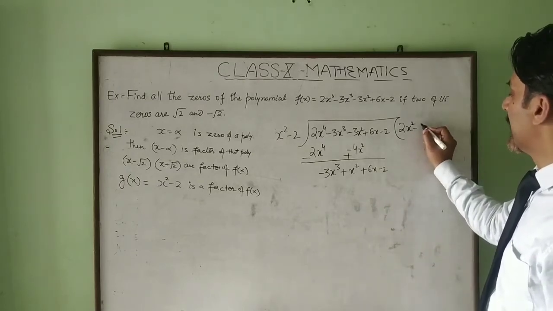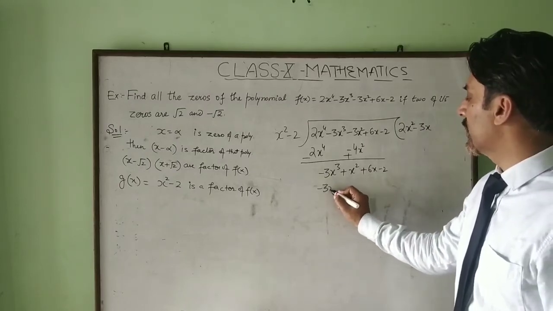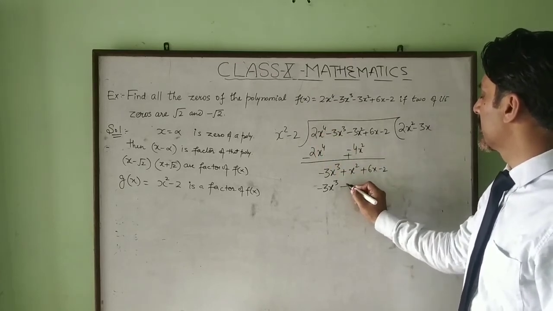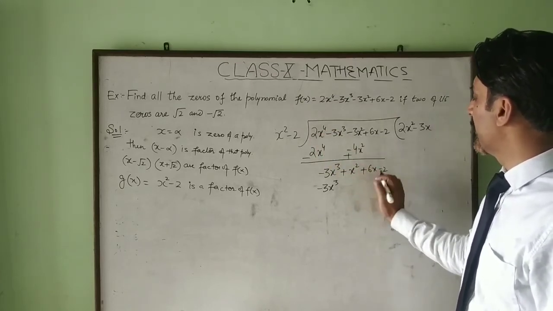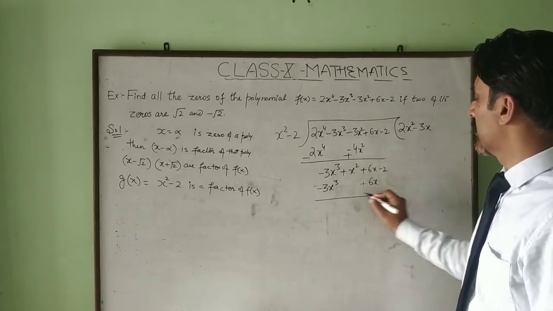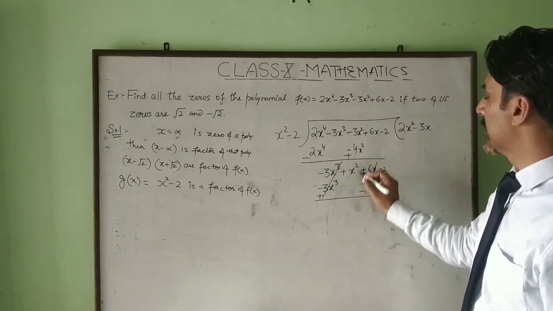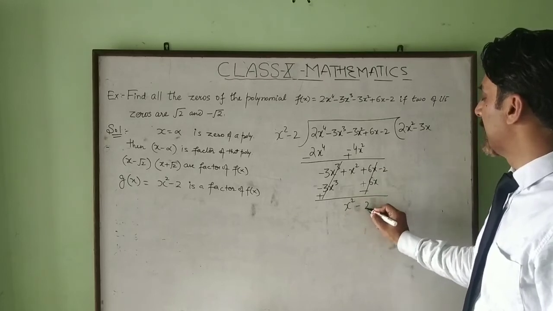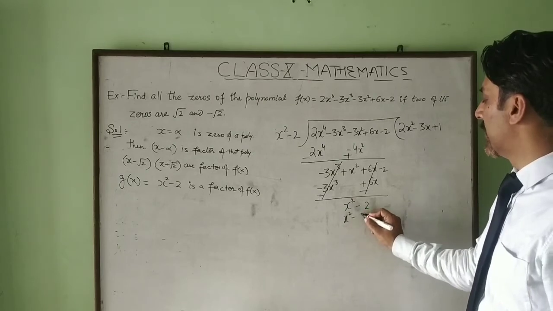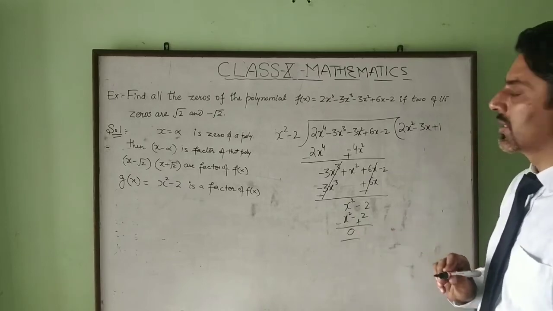Now I'll take minus 3x. So it will give me minus 3x cube and then plus 6x. Again by changing the sign, this will cancel out. This will also cancel out. You have x square minus 2. Now just taking 1, you will be having x square minus 2, minus plus. So remainder came out to be 0.